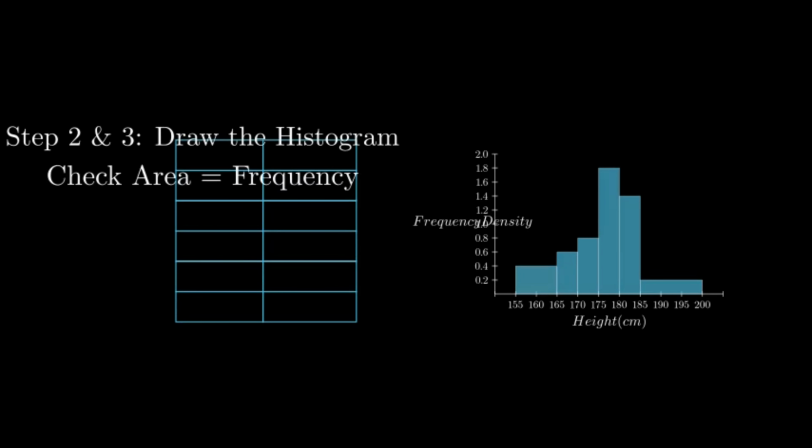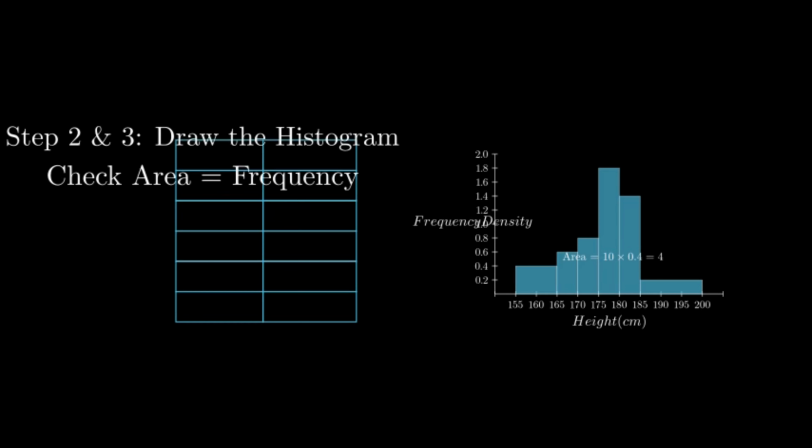Let's check our work. The area of a bar should equal its frequency. For the first bar, the area is its width, 10, times its height, 0.4, which equals 4. This matches the frequency in our table, so it's correct. This relationship holds true for every bar in the histogram.